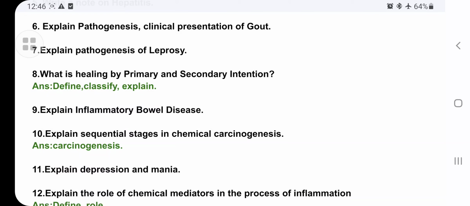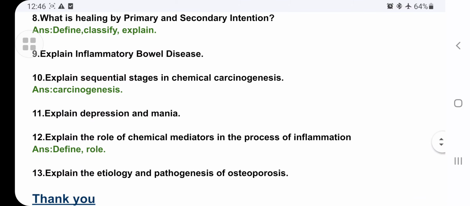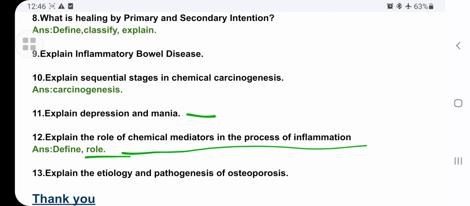Then explain the sequential stages in chemical carcinogenesis. Write the definition, write the stages, explain the stages and all. Then explain depression and mania. These both are psychological disorders. Write this. Role of chemical mediators, very important one. What is inflammation, types of inflammation, what is the role of chemical mediators, the role of nitric oxide, the role of free radicals. All this you have to write down, keep in mind. Then etiology and pathogenesis of osteoporosis, same. These are the 13 five-mark questions and 5 ten-mark questions.